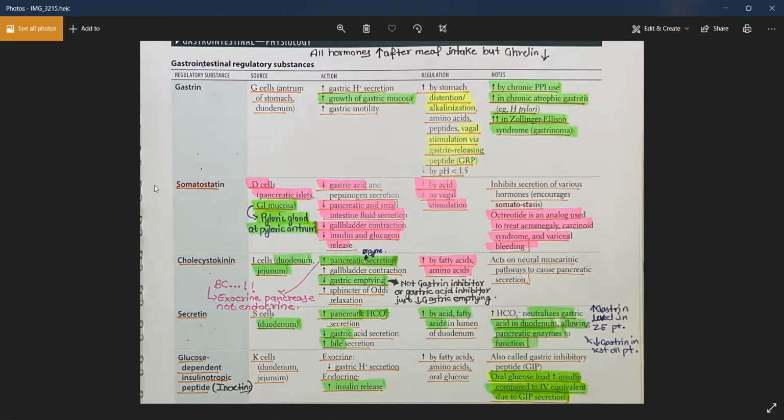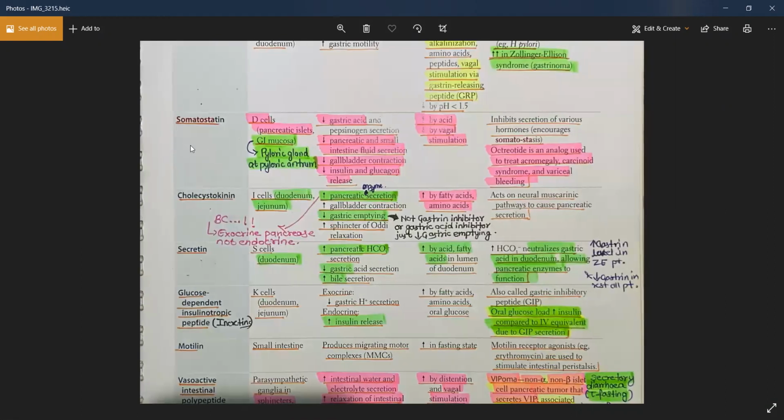Okay, and now secretin inhibits gastrin. Secretin inhibits the gastrin. Okay, and then it is released from the gastric mucosa. Secretin, yes, from the duodenum, S cells.